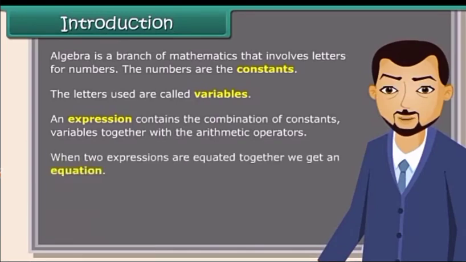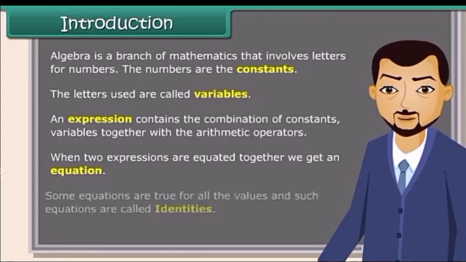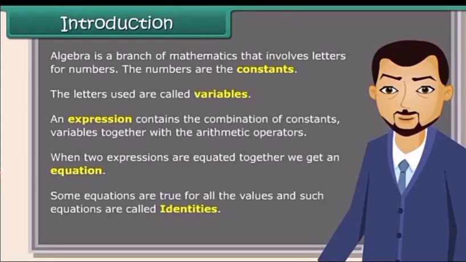When two expressions are equated together, we get an equation. Some equations are true for all the values, and such equations are called identities.